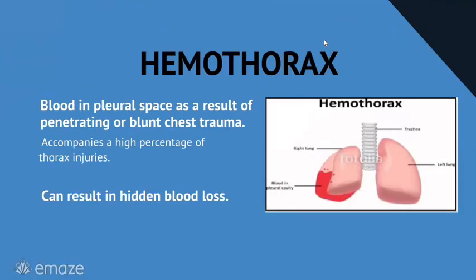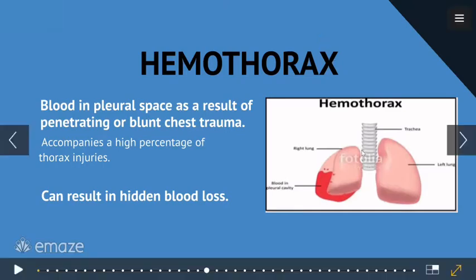Hemothorax, derived from hemo, like blood, thorax, like chest. Pleural hemothorax is an accumulation of blood within the pleural cavity. The symptoms of hemothorax may include chest pain and difficulty breathing, while the clinical signs may include reduced breath sounds on the affected side and rapid heart rate, and blood in the pleural space as a result of penetrating or blunt chest trauma. A high percentage of thorax injuries can result in a hidden blood loss, like in this picture.